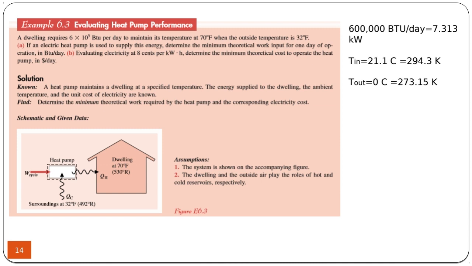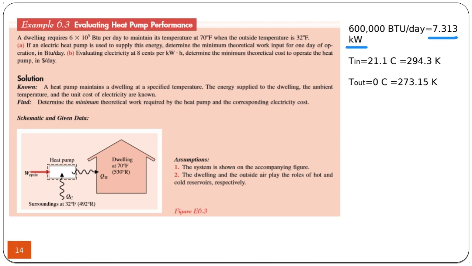Another example is related to heating a house by using a heat pump. Remember that air conditioners can be used as heaters. So the air conditioner has a capacity of 600,000 BTUs per day, which is converted to kilowatts as 7.3 kilowatts. So this is the heating capacity of the heat pump. So the heating capacity is 7.3 kilowatts.